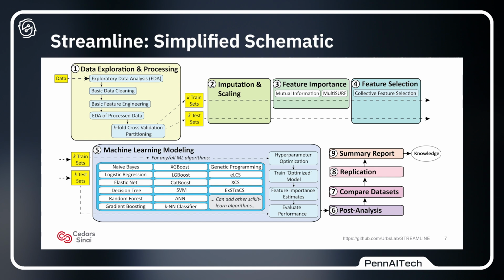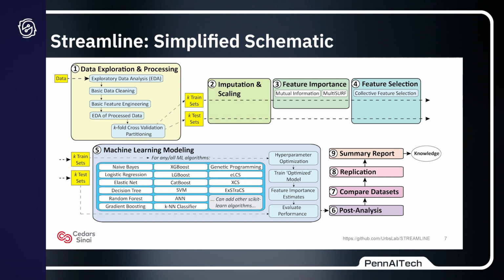Streamline seeks to automate any data science elements that can be reliably automated without specific domain expertise, including exploratory data analysis, data and feature processing, machine learning modeling using both well-known and cutting-edge machine learning algorithms, comparative evaluations with statistical significance evaluation, replication analysis, and even generating figures and summary reports.